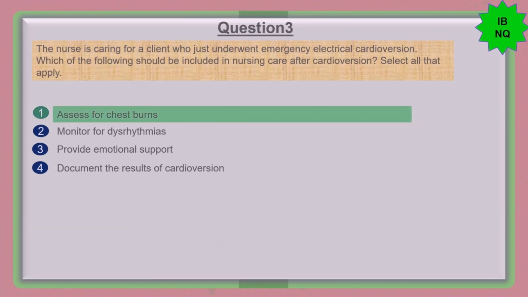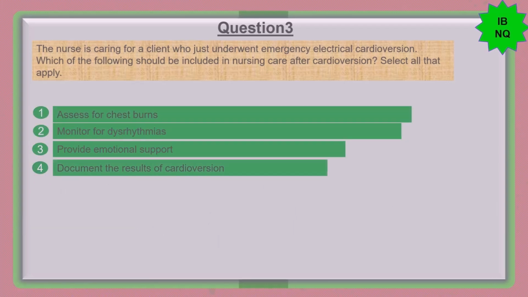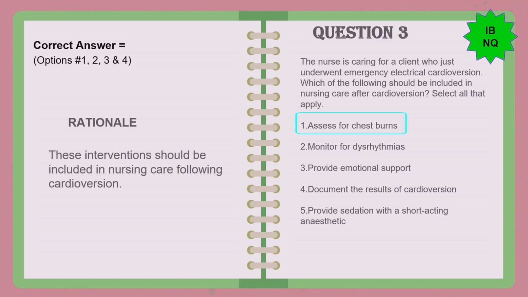The correct answers are 1, 2, 3, and 4. After cardioversion, the nurse should assess for chest burns from the electrodes, monitor for dysrhythmias as the heart may react to the procedure, provide emotional support to the client who may be anxious, and document the results of the cardioversion for medical records. Incorrect answer. Option 5. This may be done prior to cardioversion but is not usually indicated afterward.